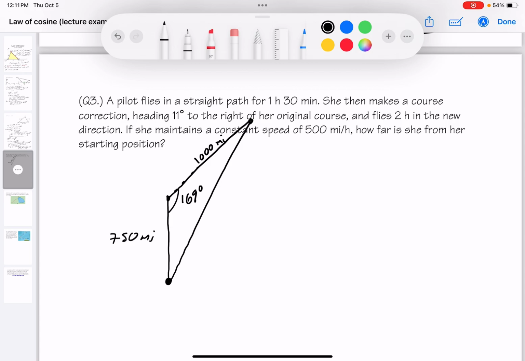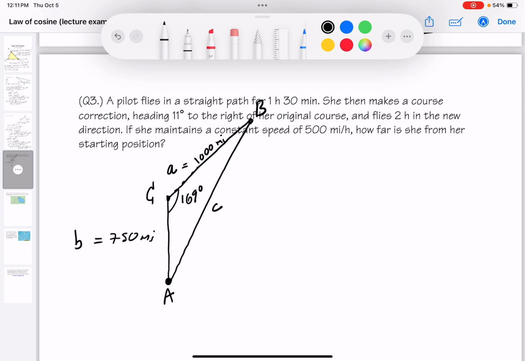As I do it, I'm going to call this angle C. I'm going to call this angle A. I'm going to call this angle B over here. I'm going to call this side C, this side B, and this side A. And what I'm going to do is use the law of cosines.